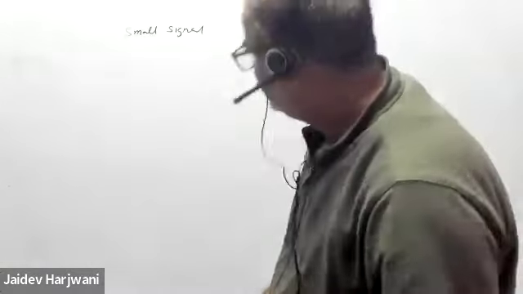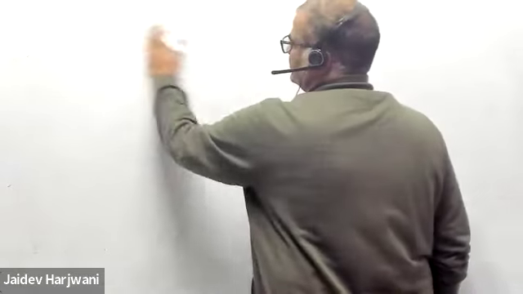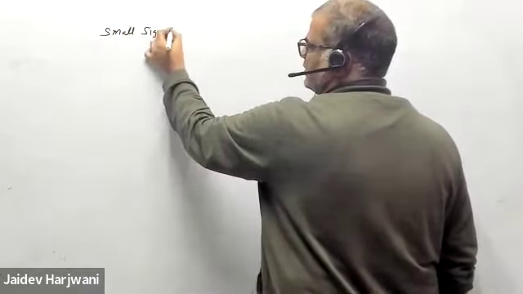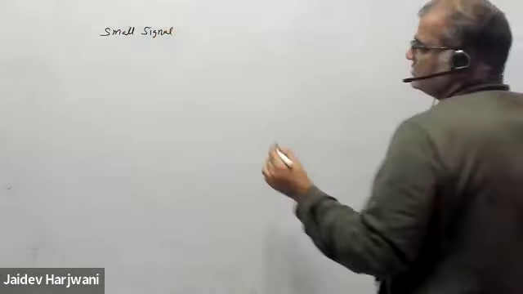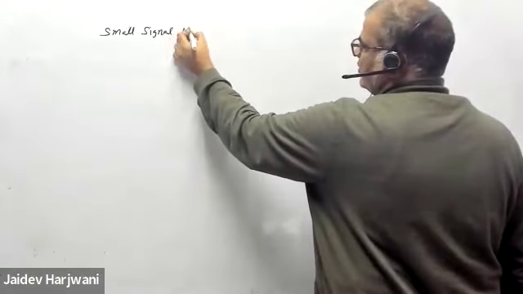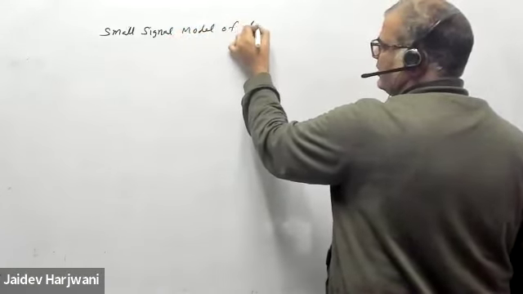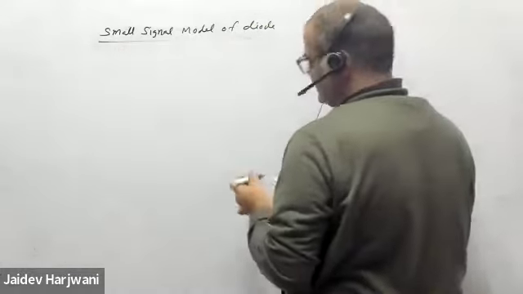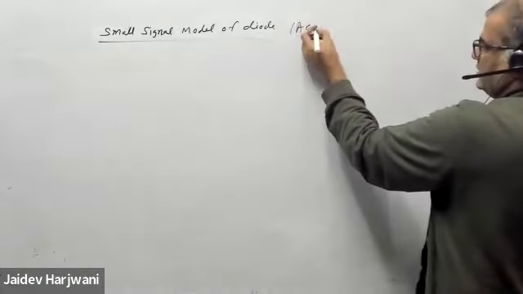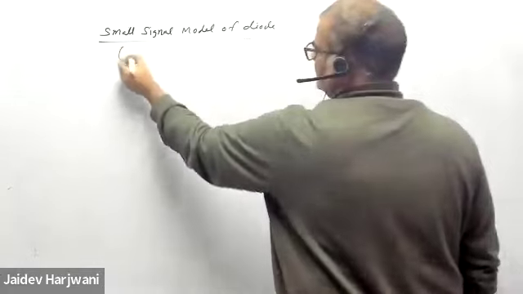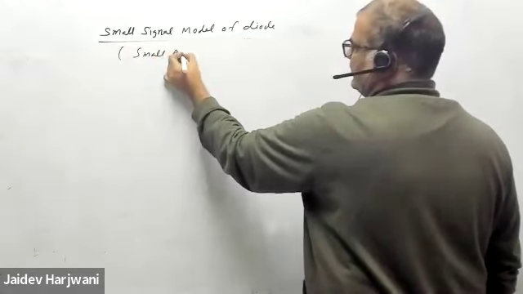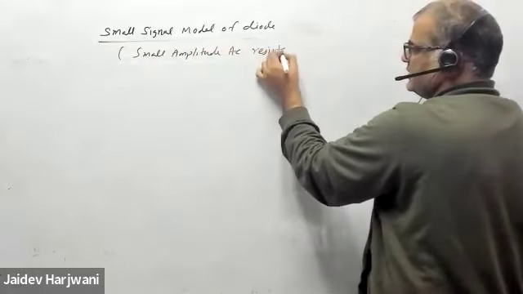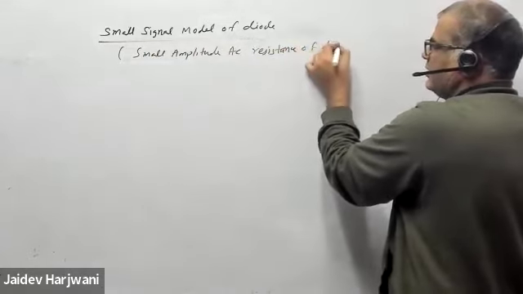The next is your small signal model of diode. Now it's coming, voice. Yes, sir, perfect. So small signal model of diode, or you can write here AC resistance of diode. Small amplitude AC resistance of diode.